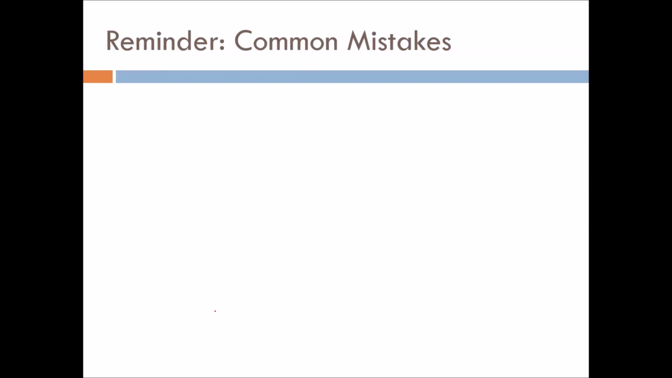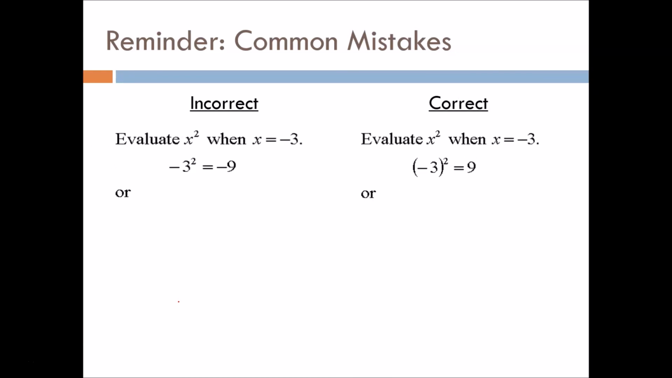I guess you also need reminders on common mistakes. There are times when we missed or overlooked a little yet very important part of our expression. Take a look at this. When we're asked to evaluate x squared when x is equal to negative 3, it means negative 3 times negative 3. So negative is included in the squaring. Unlike this one, only the 3 was squared and the negative was left. So this is incorrect. And this is the correct form.